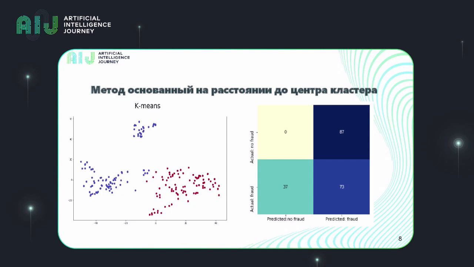It's about a different algorithm that can also be used when looking for fraud. It's k-means. It is part of the distance-based methods. They're based on the distance to the cluster center. We find centroids or clusters of standard observations and calculate distance to them. If the distance is more than a threshold, then we believe it's an outlier.